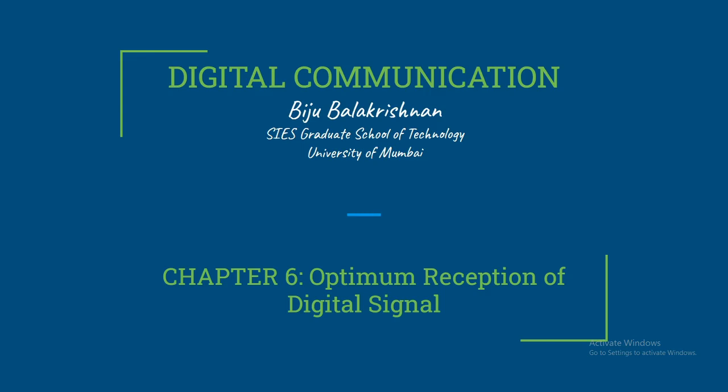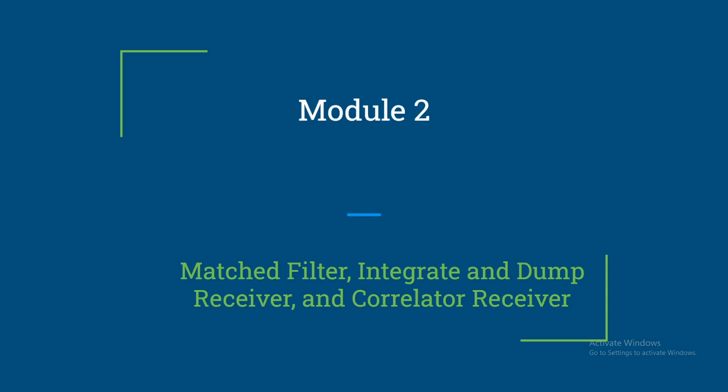Welcome to Chapter 6 of Digital Communication, Optimum Reception of Digital Signal. Module 2 includes Matched Filter, Integrate and Dump Receiver, and Correlator Receiver. Here the topic of Matched Filter is a continuation from module number 1.